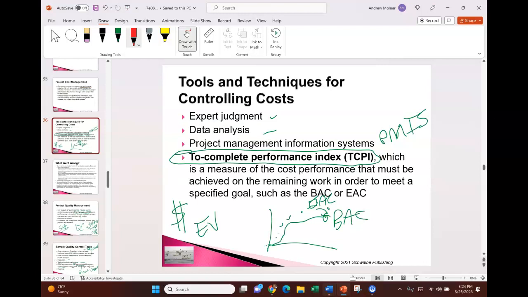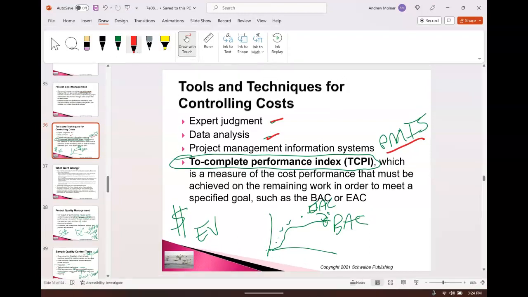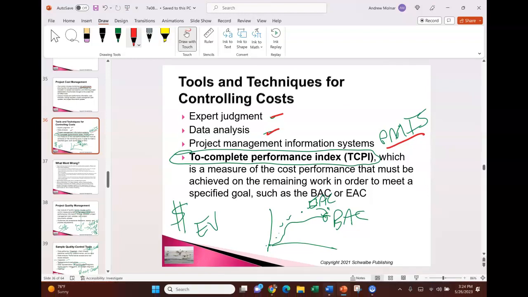So one of the things we can do is expert judgment, right? That's specialized knowledge of an individual or a group. Notice it's a group too. I can do data analysis. I can use a project management information system or PMIS. That can be anything. It can be an electronic board. It can be a paper. It can be a SharePoint. It can be Excel. You have to define your project management information system. And then I want to make sure that I control the costs.